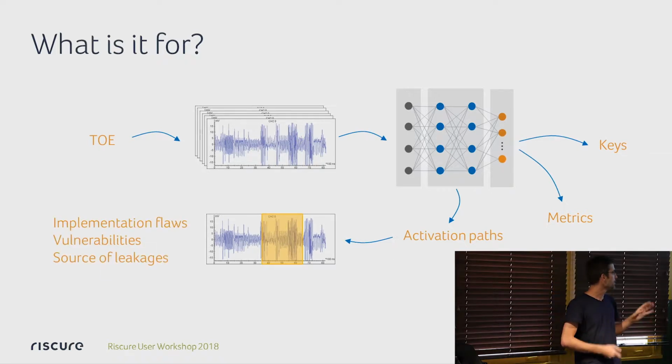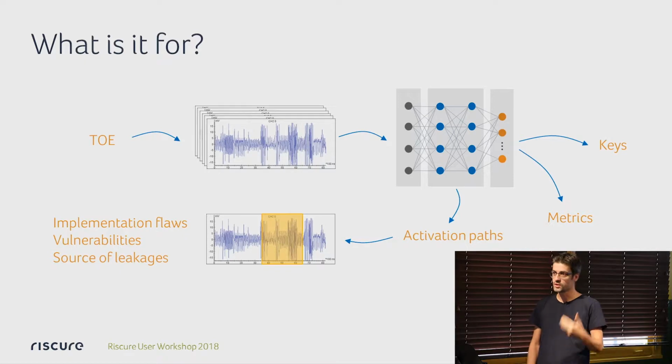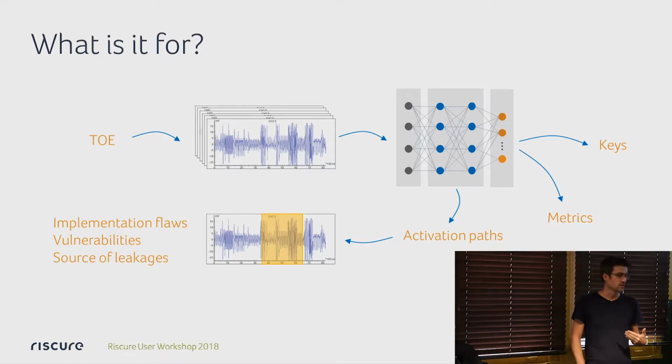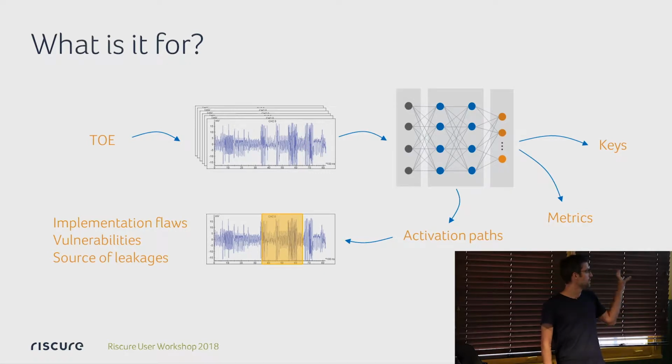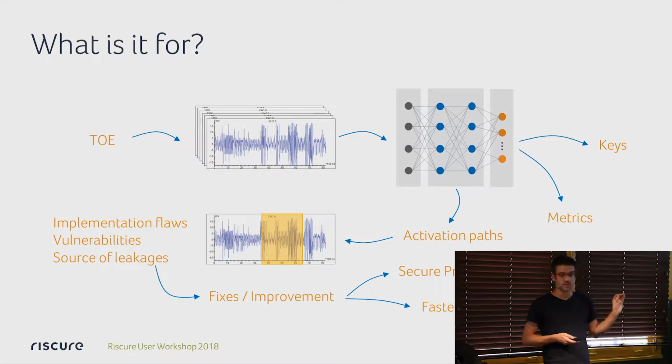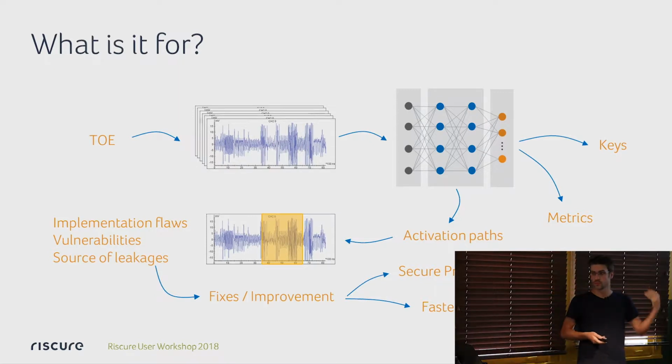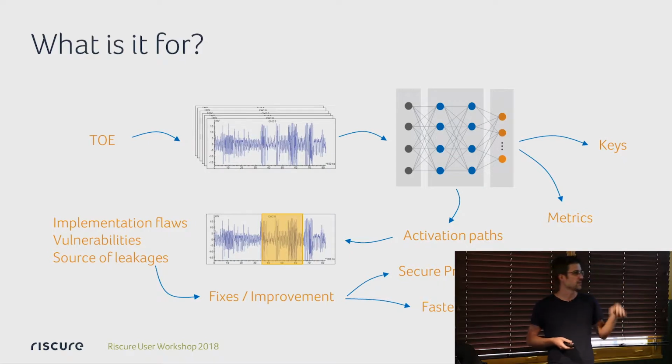This is really important because if you are developing a target and you want to know how secure this target is, or if you are evaluating it, you can map all these activations, all these decisions, in case deep learning is successful, to implementation flaws, vulnerabilities, sources of leakage, so you can understand how good your countermeasures are, or how the implementation can go wrong in side-channel analysis. And if you use this methodology to do your fixes and improvements on your target, it also helps in faster certification and in having more secure products. So it's a methodology that really can help in the development.